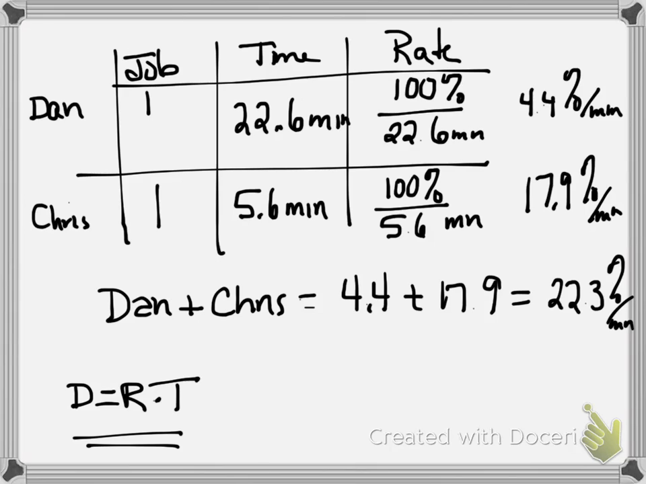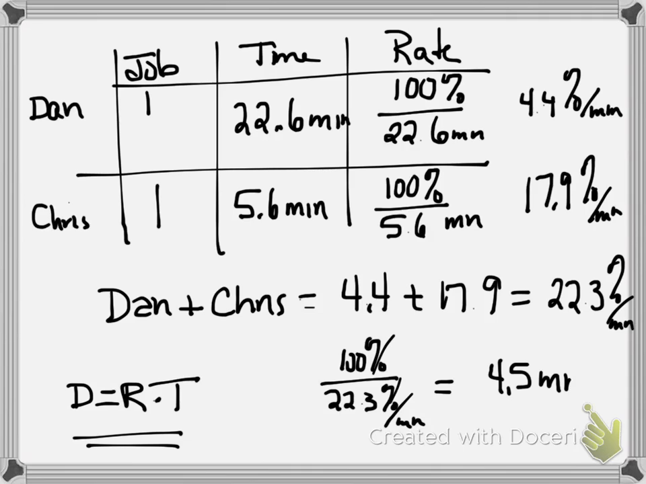Now, we want to know how long it takes them to fill it. So we want to take the reciprocal of that, or we want 100% divided by that. So if I take 100% divided by 22.3% per minute, the percents are going to be left out. By taking the reciprocal, minutes becomes the numerator, and I get 4.5 minutes.